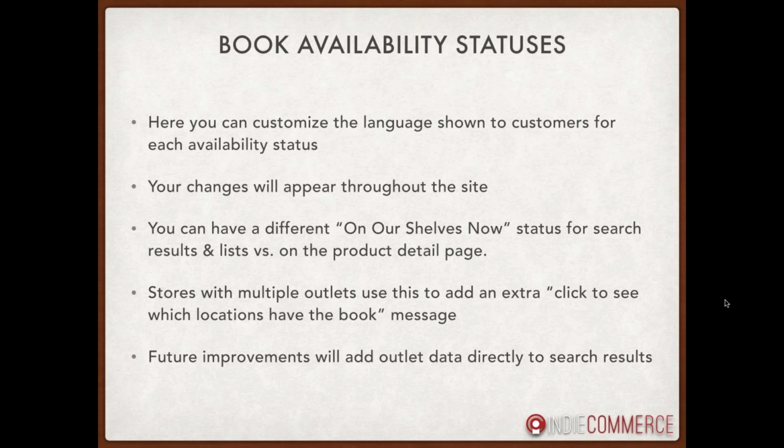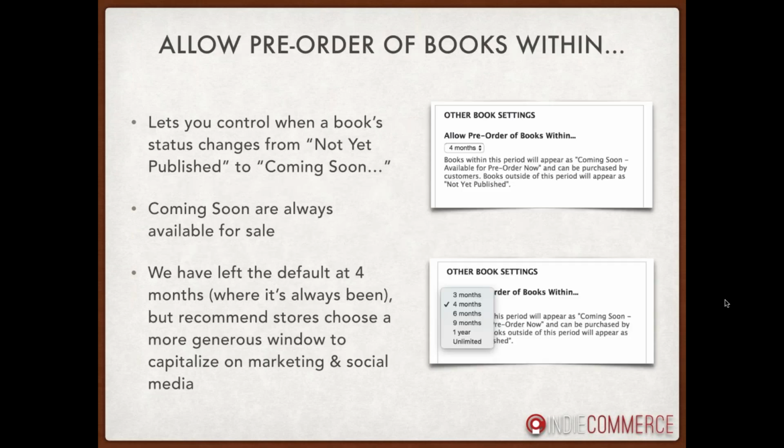You can also have a different "on our shelves now" status for search results and lists versus what's on the product detail page. That feature is often used by stores that have multiple outlets in order to add an extra "click to see which locations have this book" message. In the future, we're going to work on adding outlet data directly to search results. So maybe we won't need that as much, but for now, if you want to make sure that customers are checking carefully whether books are available at the location they're going to go to, this can be a useful tool to help with that.